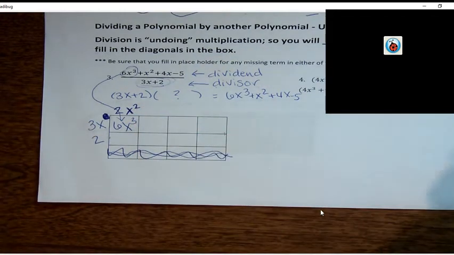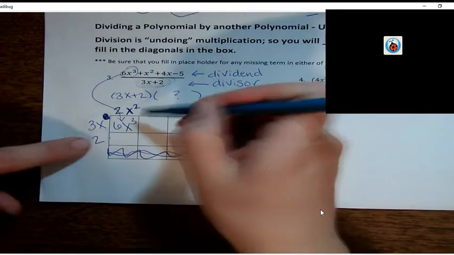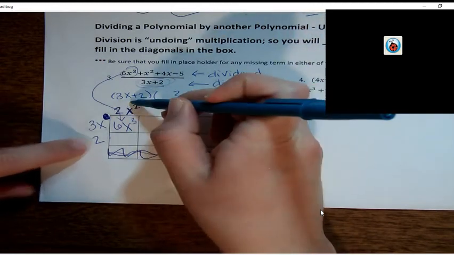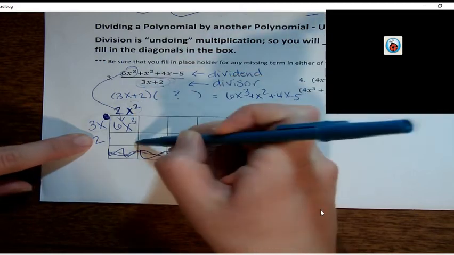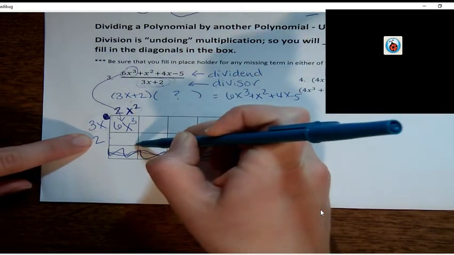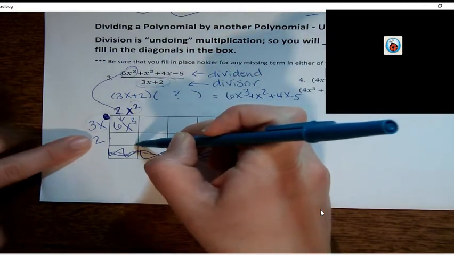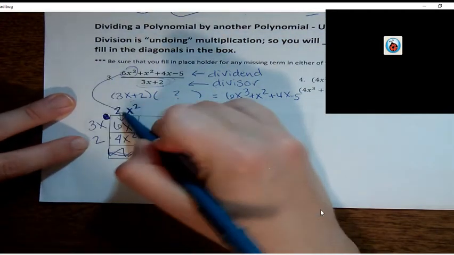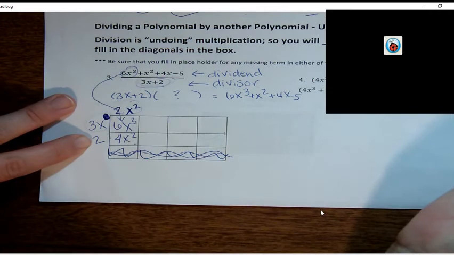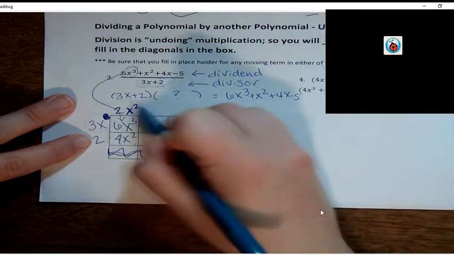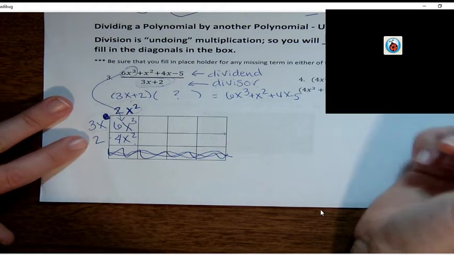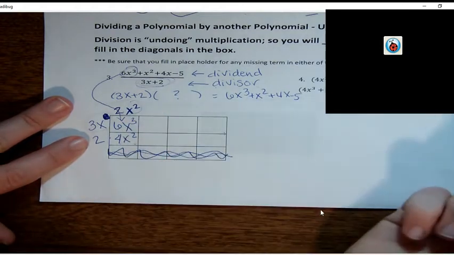Okay, so now I have another thing that I can fill in. I have 2x squared right here, and I have a 2 right here, which means I should be able to fill in this box. So 2x squared times 2 is 4x squared. I'm just multiplying the 2 coefficients. 2 times 2 is 4, and then I have to include my x squared from up here. So now I have 2 of my boxes filled in.